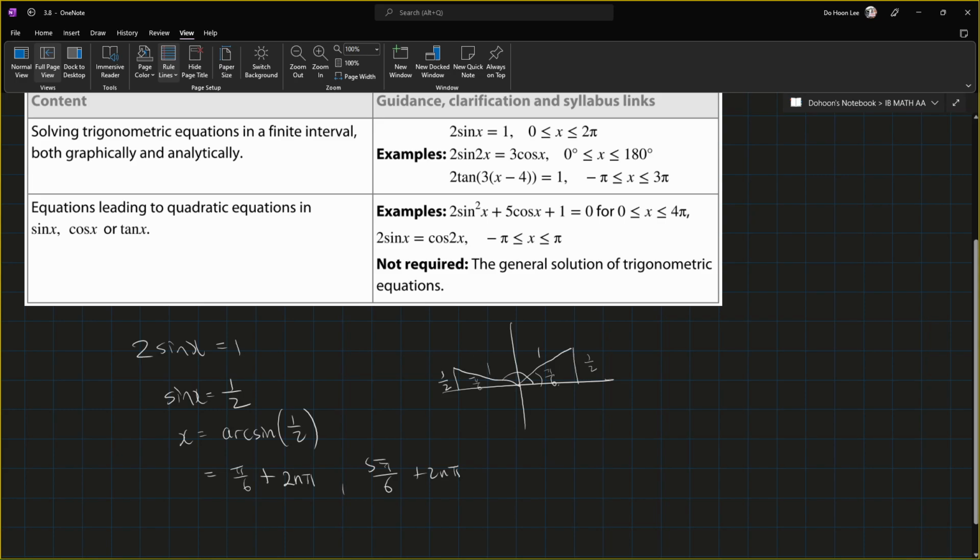However, because the question limits our domain from 0 to 2 pi, well, 0 to 2 pi is one full circle, so we'll have to delete the extra. So my answer will be x equals pi over 6 and 5 pi over 6.